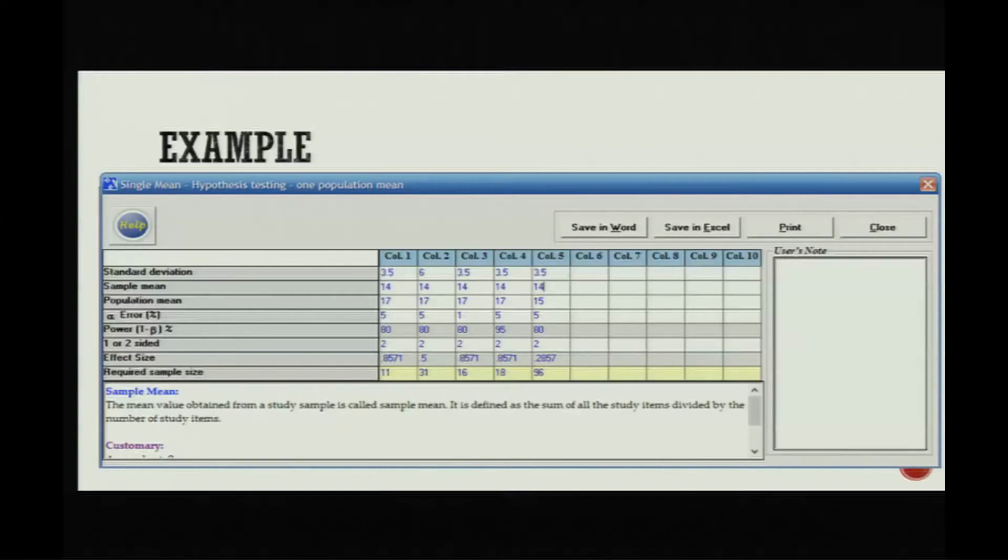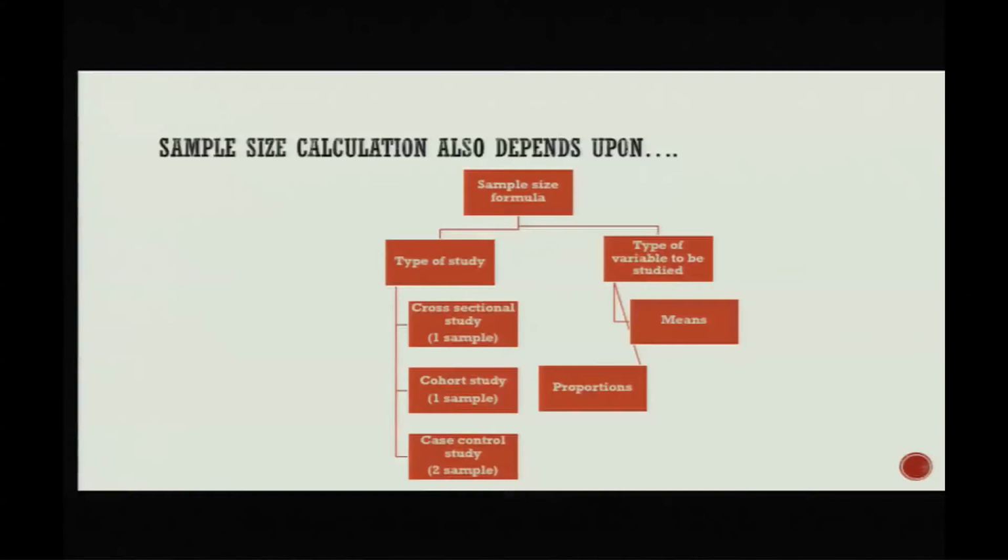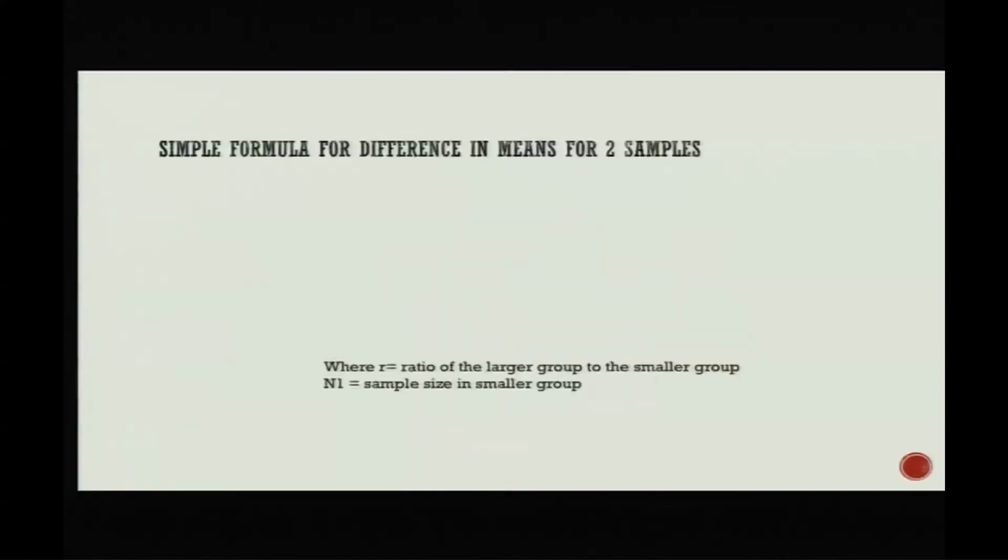But what's important to see is that as the standard deviation is increased, the sample size increases. In the third column, what you see is that as the alpha error is reduced, the sample size is increased. In the fourth column, you see that as the beta error is reduced, the sample size is increased, and fifthly, you see that as the effect size is reduced, or if the difference is reduced, the sample size is increased. But the sample size also depends upon what type of study you do, whether you have a single sample study or a double sample study, and what variable you are trying to understand, whether it's a study of means or a study of proportion.